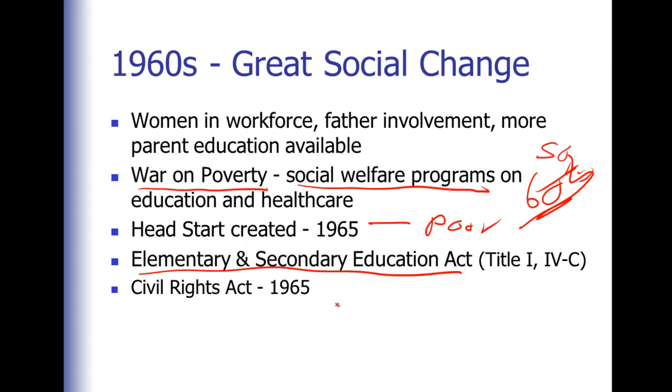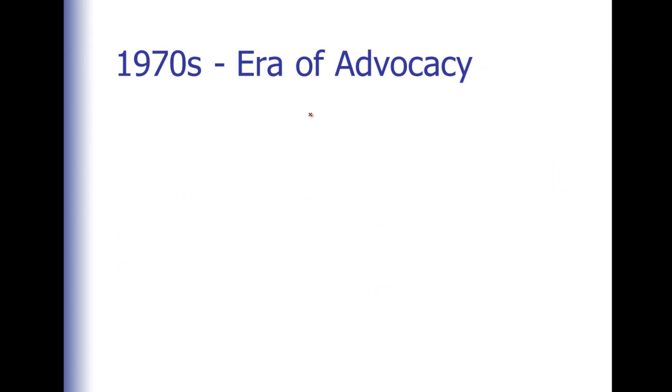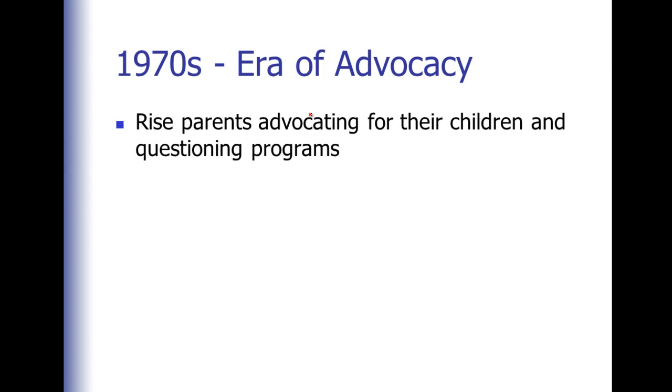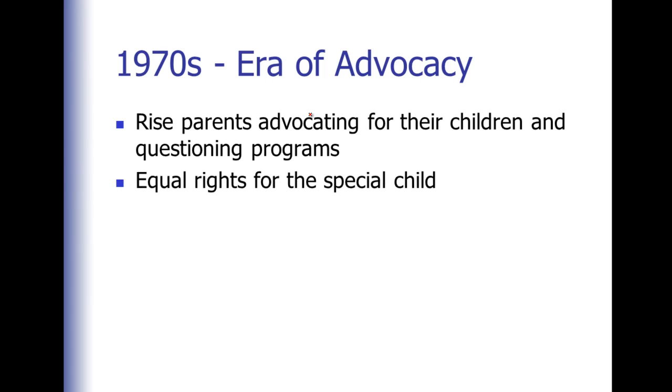Okay, the 60s. Some would say the 60s were the beginning of the breakdown of the family, because it was when the women really went to the workforce. And I'm not saying they shouldn't be in the workforce. I'm saying it was the beginning of the change of the family structure in the 60s. Then the 70s was the era of advocacy, the rise of parents advocating for their children and questioning the programs. This was the special child.